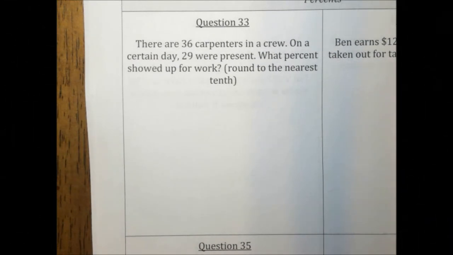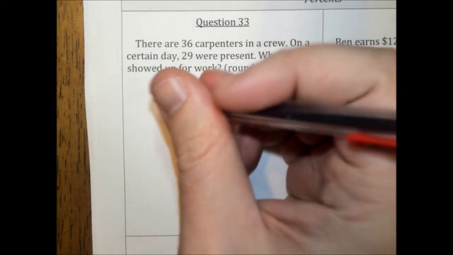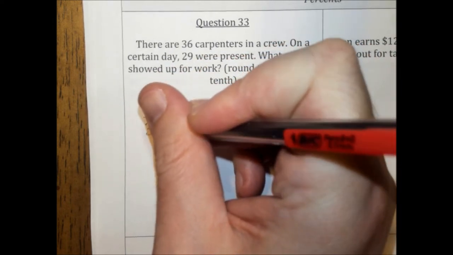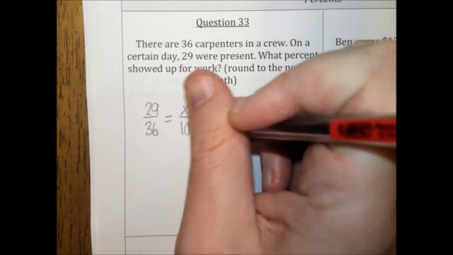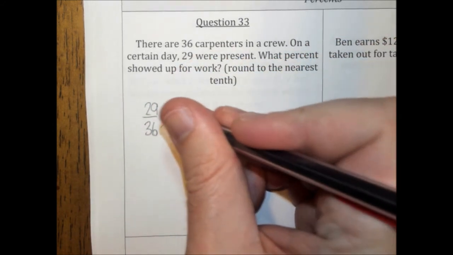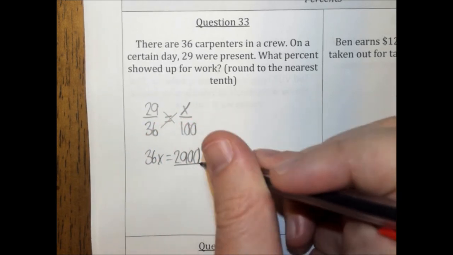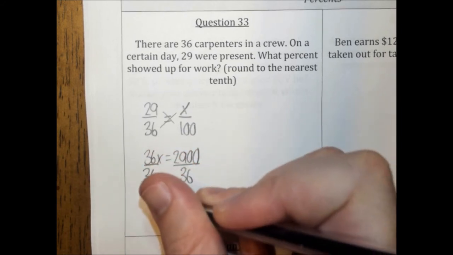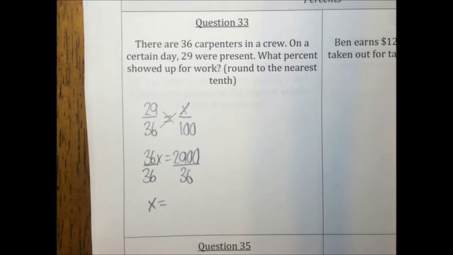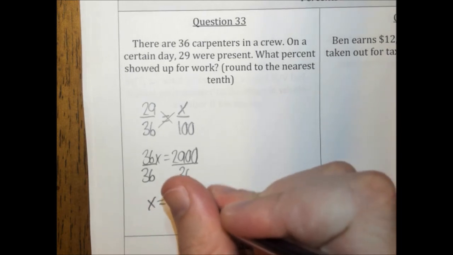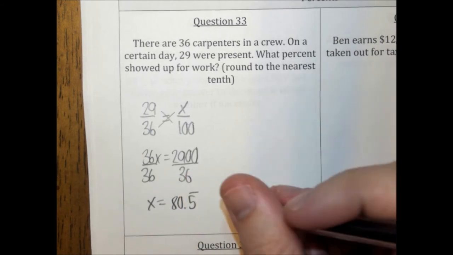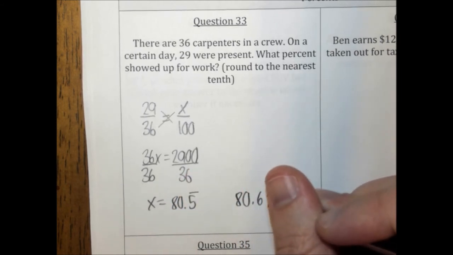Question 33. There are 36 carpenters in a crew. On a certain day, 29 of them are present. What percentage showed up to work? Let's do a proportion for this. The 29 out of 36, and I want to know how many out of 100, because remember, percent is always out of 100. So when we multiply this, we're going to get 36x equals 2900. Let's divide both sides by 36, and we're going to get x equals 80.5 repeating. It says round to the nearest tenth, so that would be 80.6%.